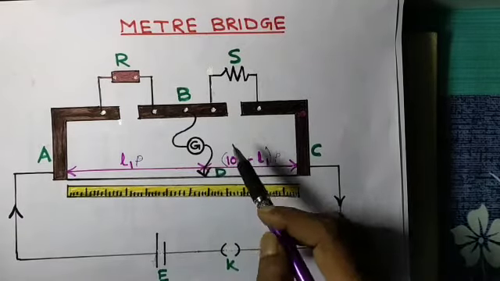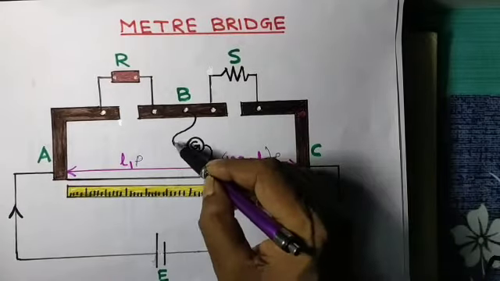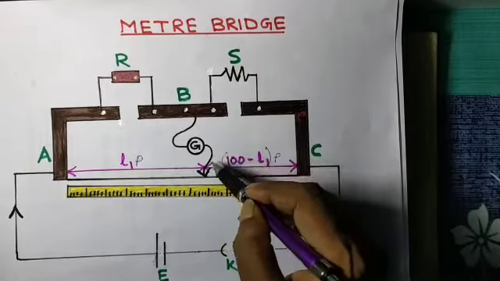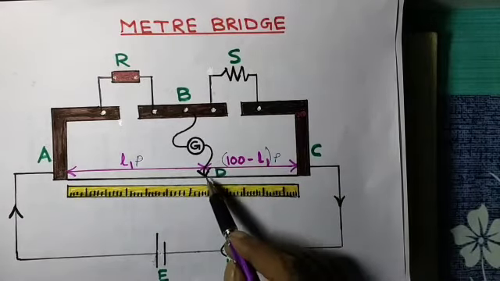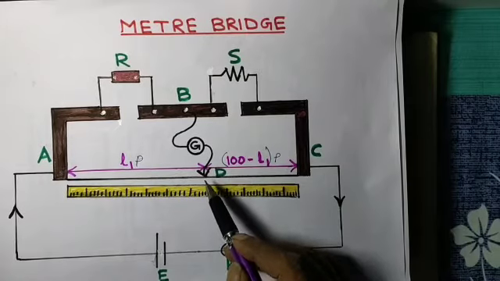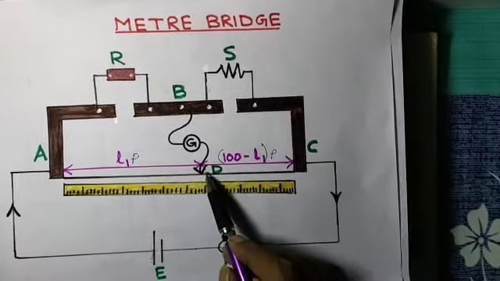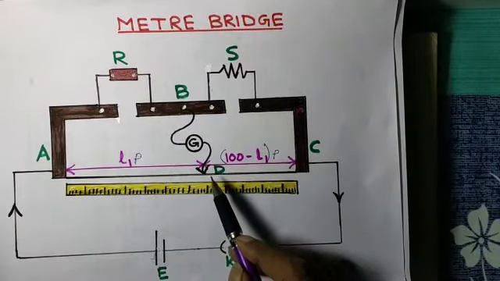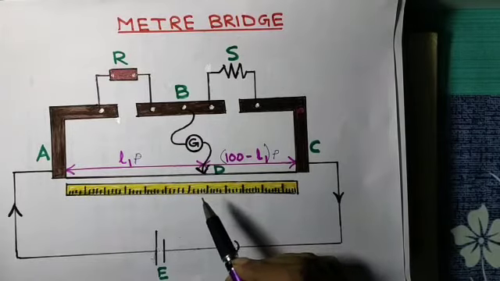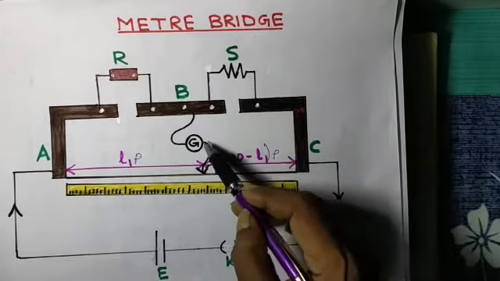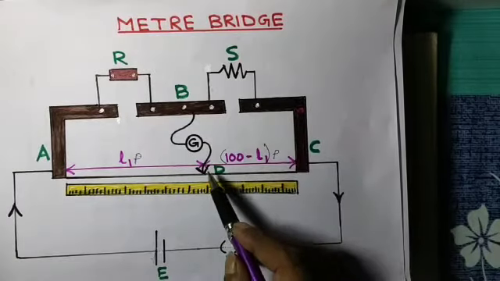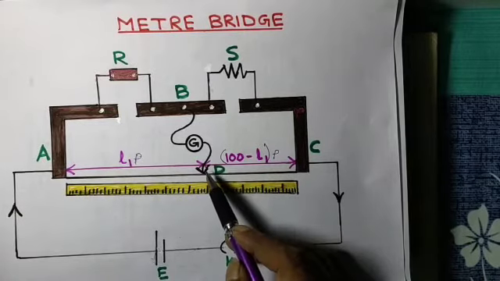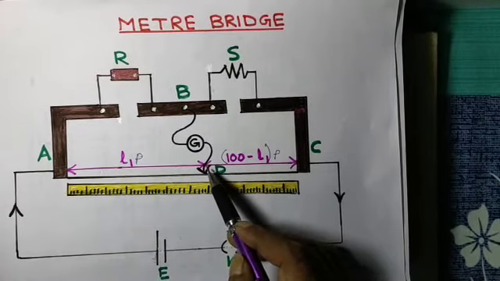One galvanometer is there. One side of the galvanometer is connected to B, and the other side has been fitted with a jockey, which we can move over the wire for the detection of the null point or null condition of the galvanometer. So once again, one galvanometer is fitted between B and D, from which we can find out the null condition of the galvanometer.